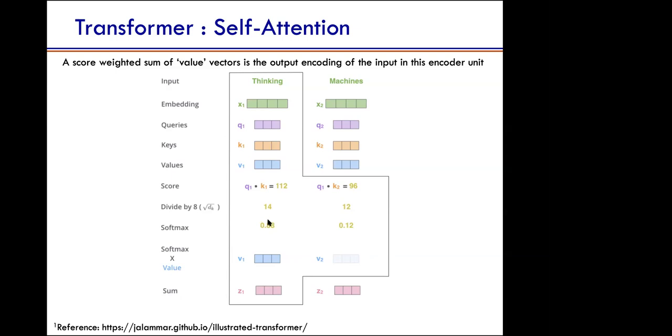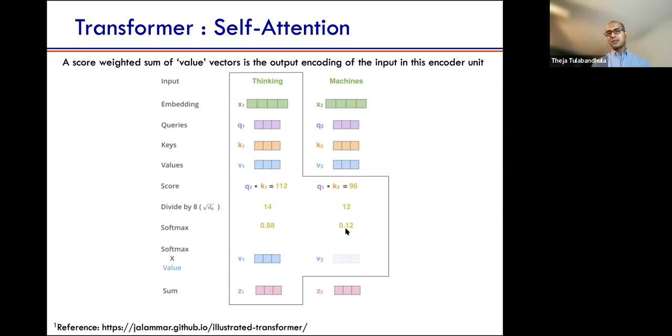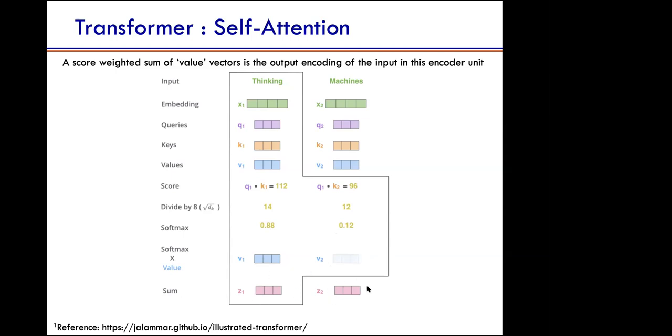Here, we're just showing that if you multiply 0.88 times this, it just remains as this. 0.12 times the original value vector kind of gets faded away. And then you sum them up. That's your Z1 here. And similarly, Z2 will be some weighted combination of V1 and V2.